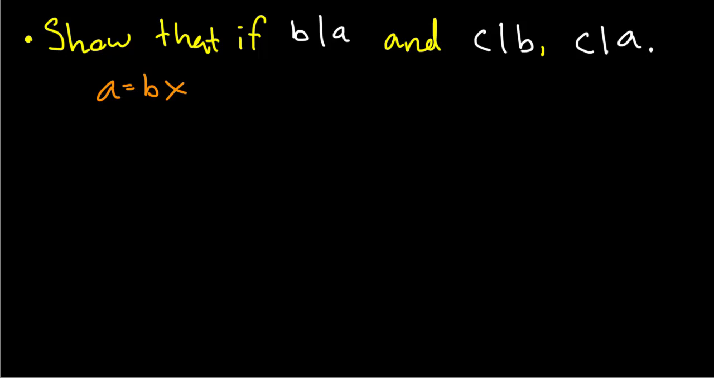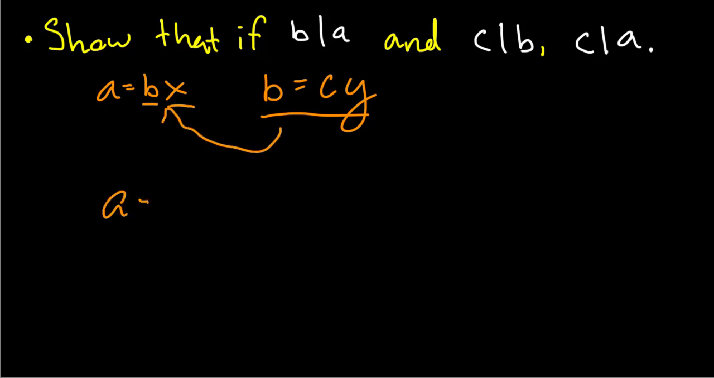So we have that, and we're given that c divides b. So let's say there's some integer y such that b is equal to c times y. And we want to show that c divides a. How can we do this? Well, we have a b right here, and we have b in other terms right here. So why don't we substitute that into our equation for a, right? We'll say that a is equal to c y x.